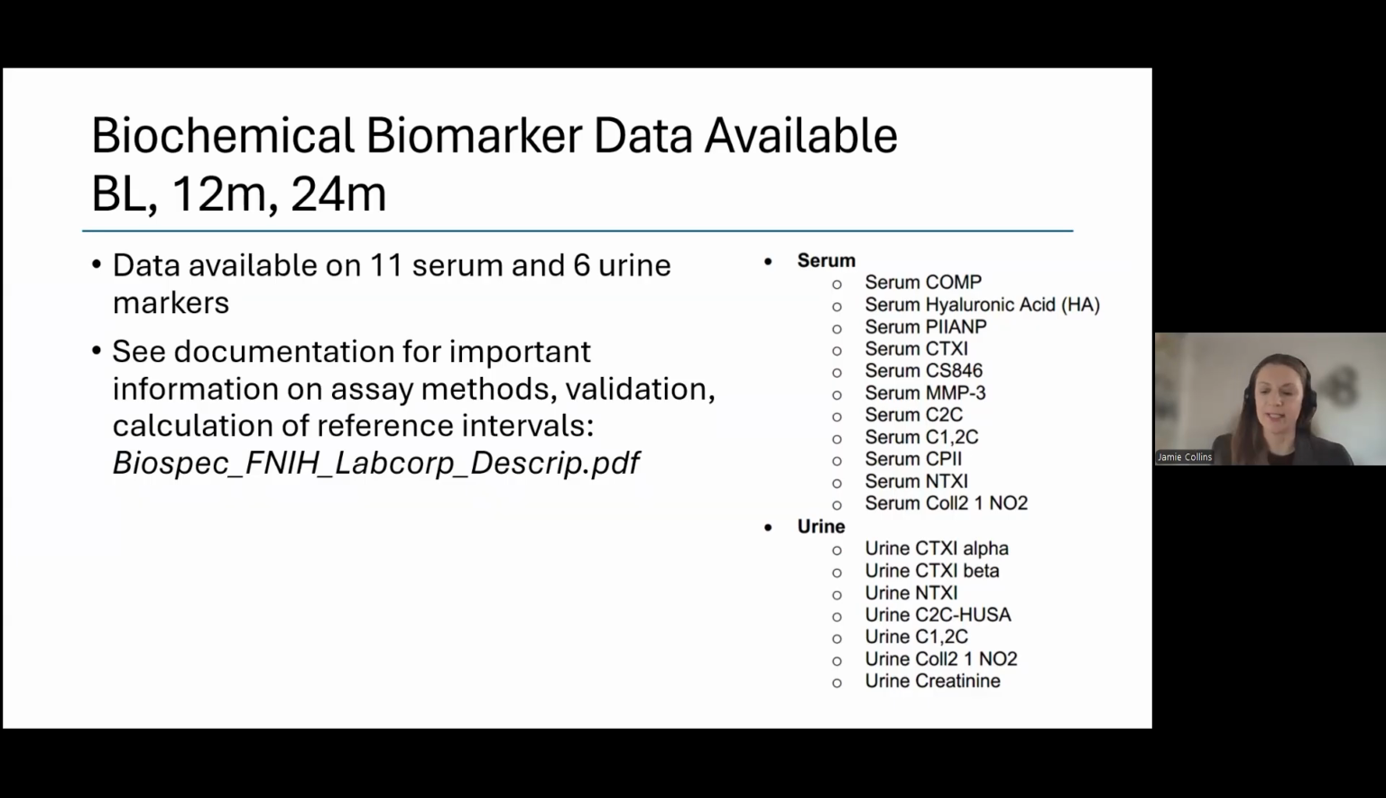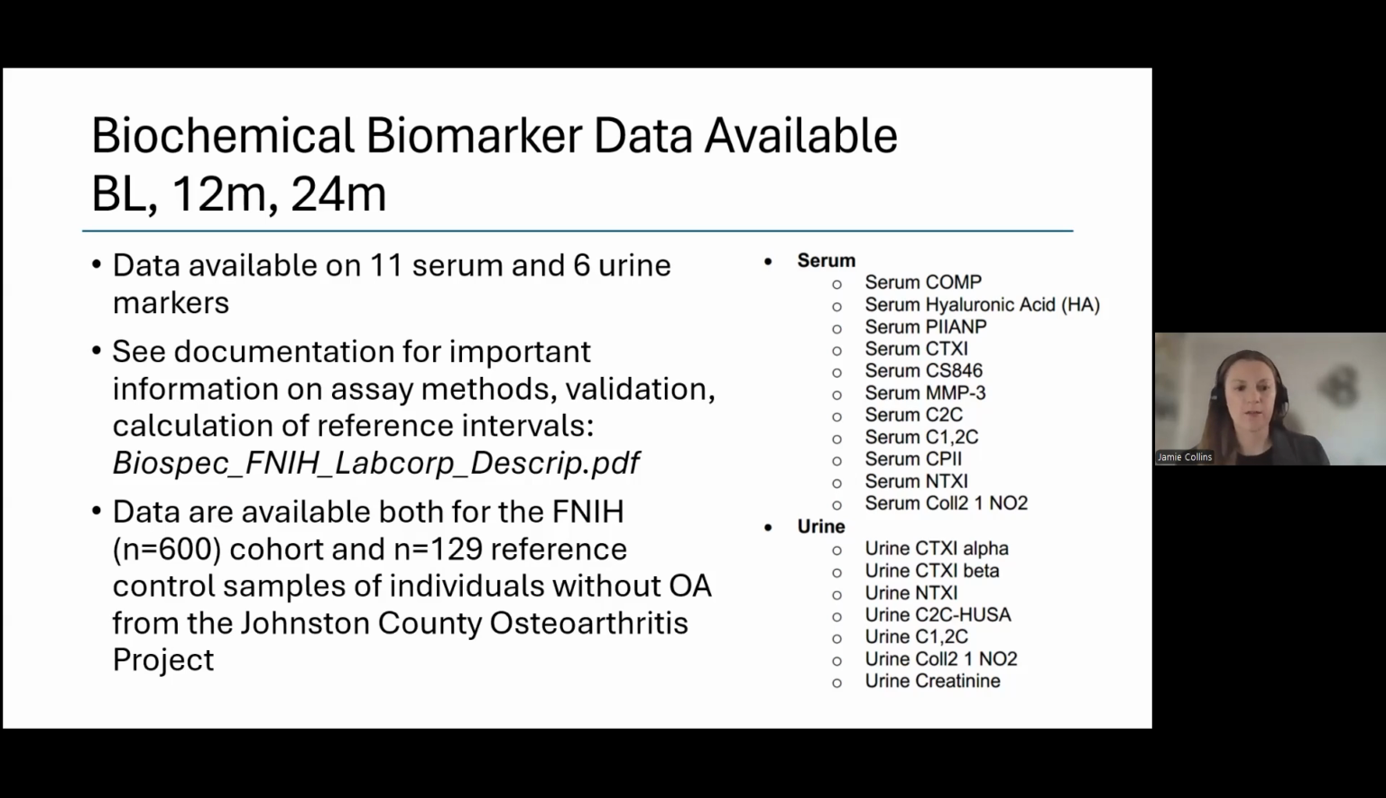This also can get a little bit confusing because the data are available both for the FNIH cohort of 600, but also for 129 reference control samples of individuals without OA from the Johnston County Osteoarthritis Project. So again, if you go to download the biochemical biomarker data, you'll get data both for the FNIH and for Johnston County. And again, people can find that a little bit confusing. So I would, again, just urge you to look through that description first to make sure you understand all of the data sets and documentation that are available for the biochemical biomarkers.